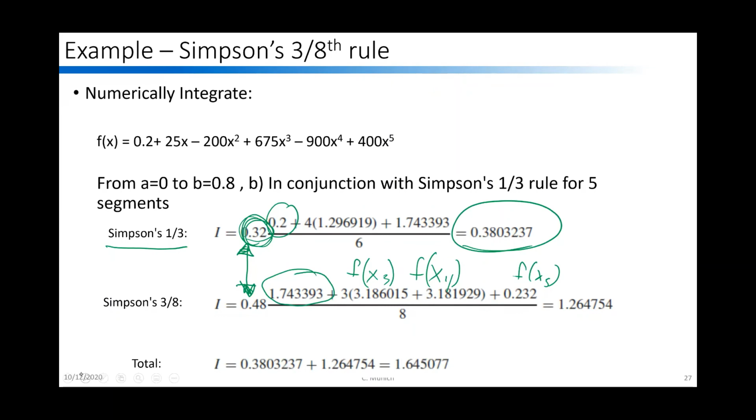Then to get the total integral, I just add up my 2 individual pieces. So I add up the integral from Simpson's 1/3 rule and the integral from Simpson's 3/8 rule together to get the entire value of my integral, which gives us 1.645. So I'm very close to the true value.